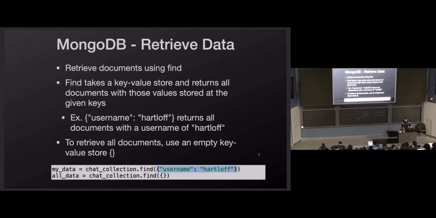Anyway, find one is going to get you what you want. So give it a dictionary in Python, and it's going to return anything that matches the dictionary we give it. So in this case, this is going to give me every document in the chat collection where the username is equal to Hartloff. So this would be if I want to get all my chat messages, this is the query I would give it. You can give it multiple key value pairs, and if all of them match, those are the records that are returned. If I want everything, the equivalent of select star in SQL is just find open brace, close brace. That's going to give me everything.